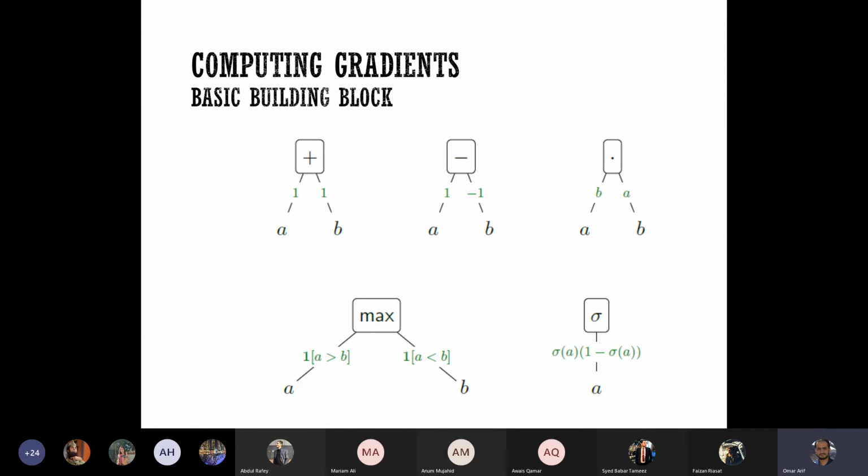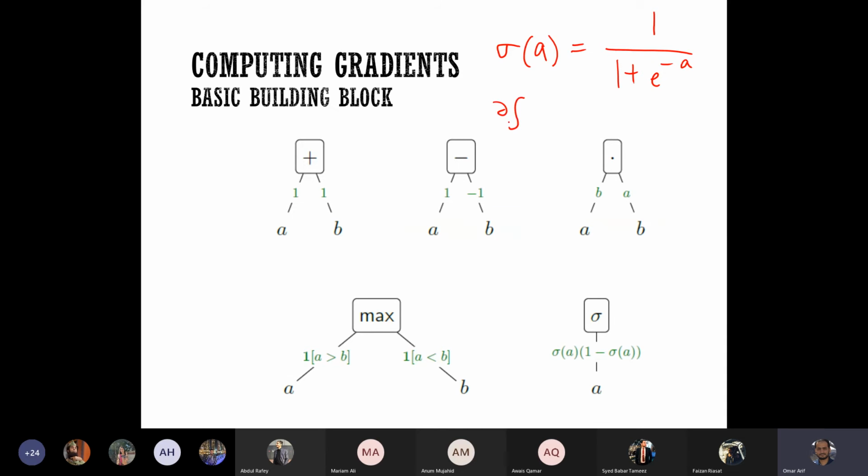Let's also consider the sigmoid function, because in your network, this sigmoid function is also available. The input to the sigmoid function is just one input. So remember, this is the sigmoid function. A is the input, and the sigmoid function is computing this value.